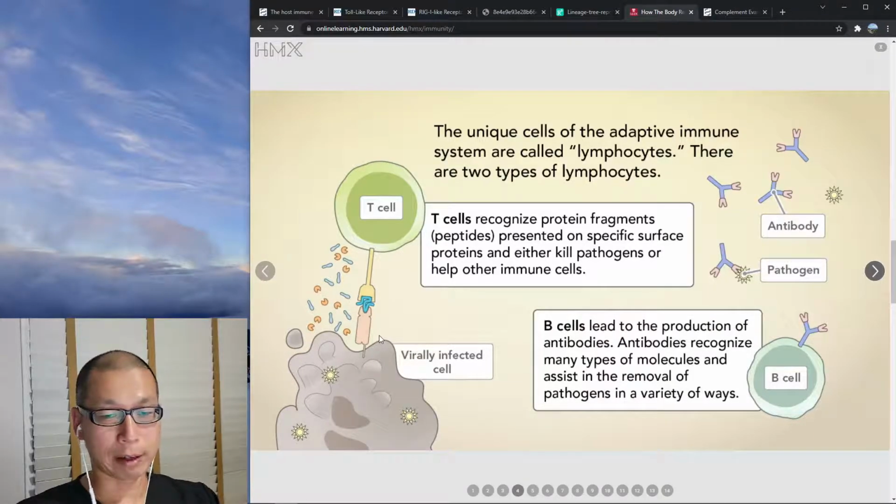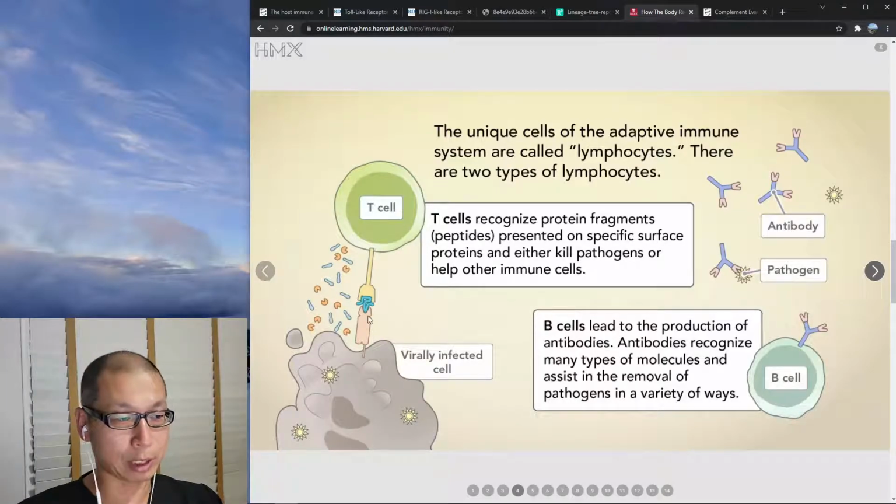But if the virally infected cell is making viruses, it'll show a piece of the virus and say, I'm making this thing. And the T cell will come by, recognize that, and say, yeah, that's a bad thing. You shouldn't be making that. And when it recognizes that, the T cell will tell that cell to die. It'll kill that cell. So basically it kills the factory, because then it shuts down production of that virus.